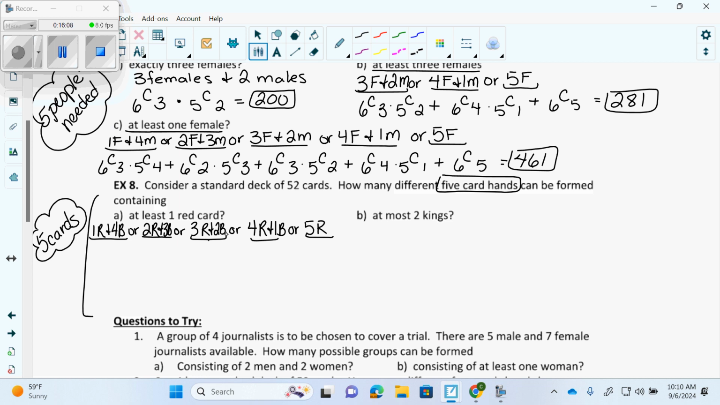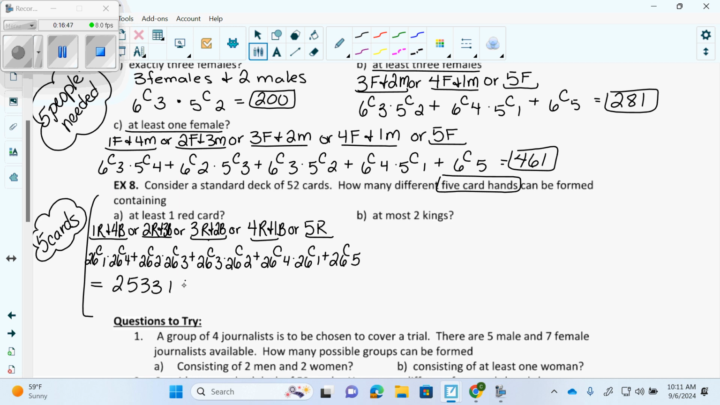Now, how many red are there? How many black are there? 26 and 26, half the deck, correct? So I go 26C1 times 26C4 plus 26C2 times 26C3 plus 26C3 times 26C2 plus 26C4 times 26C1 plus 26C5. When you type that long situation in, you get 2,533,180.